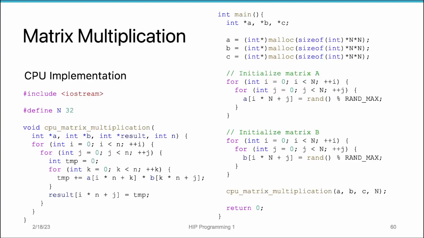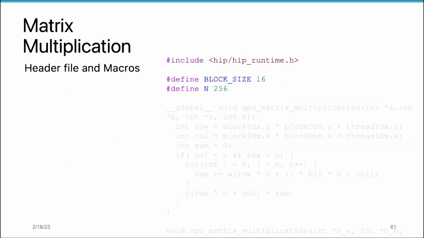The main function initializes two matrices A and B with random values using the random function. Then the CPU matrix multiplication function is called to perform the matrix multiplication and store the result in the C matrix. In this section, we will look at the implementation of square matrix multiplication using heap.